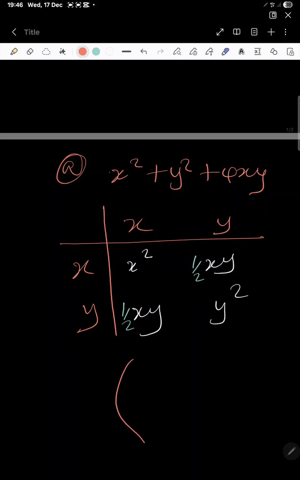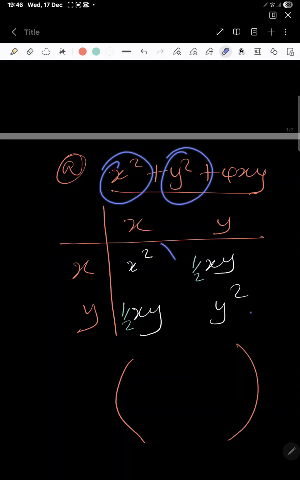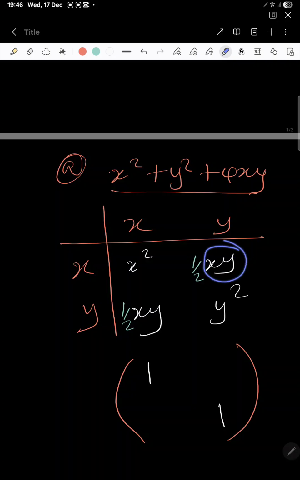We are now writing our answer for the matrix of this quadratic form. We get the numbers which have x squared and y squared, putting them in the major diagonal, which are 1 and 1. Then in the minor diagonal, we pick the component which has x and y and divide by 2, which in this case is 4. We divide by 2, we get a 2. So we put a 2 here after dividing it by 2.